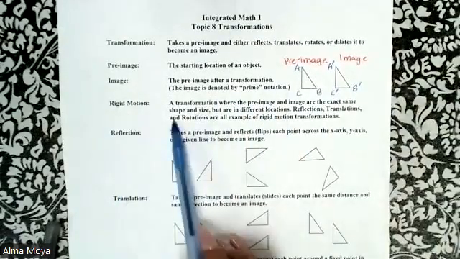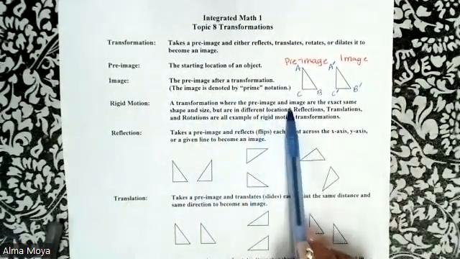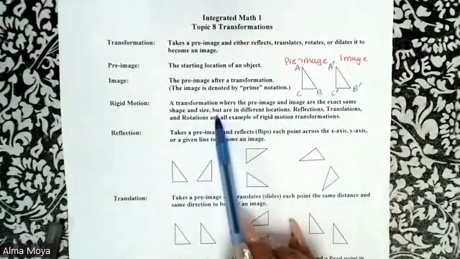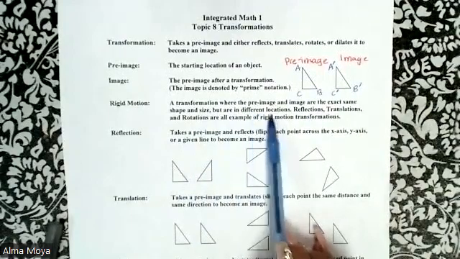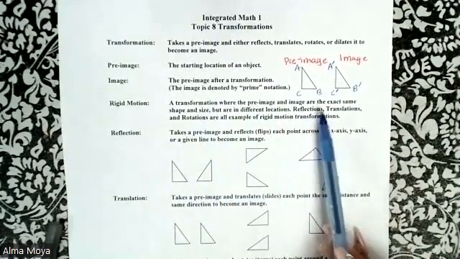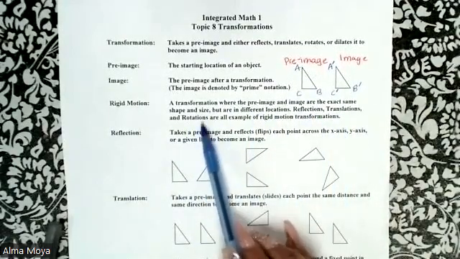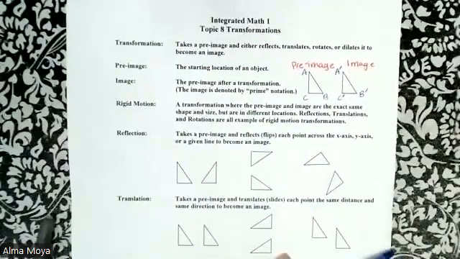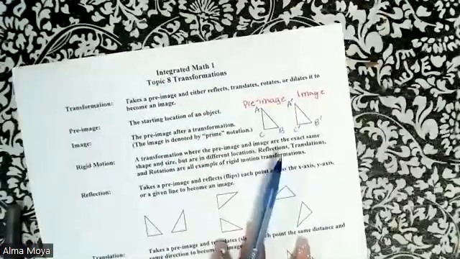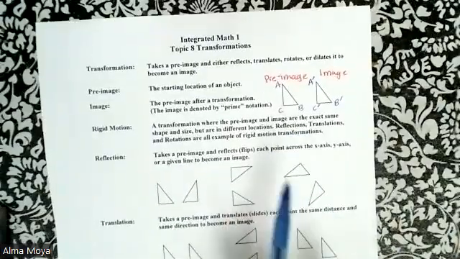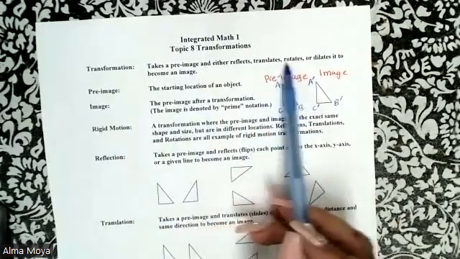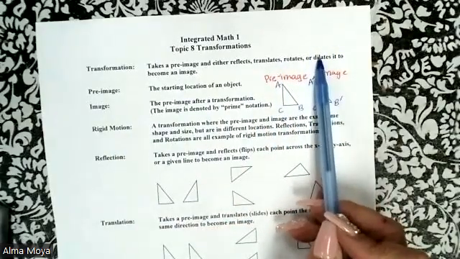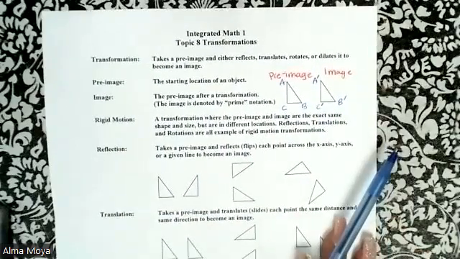A rigid motion is a transformation where the pre-image and the image are the exact same shape and size, but are in different locations. So a reflection, a translation, and a rotation are all examples of rigid motion. So basically it still looks the same, it's just moved like that, or moved up or something. A dilation is where it's going to change the size of it. When you're dilating something, it's either going to go larger or smaller.